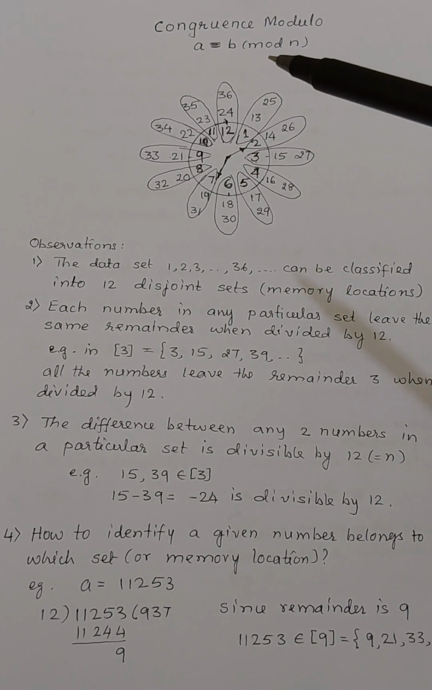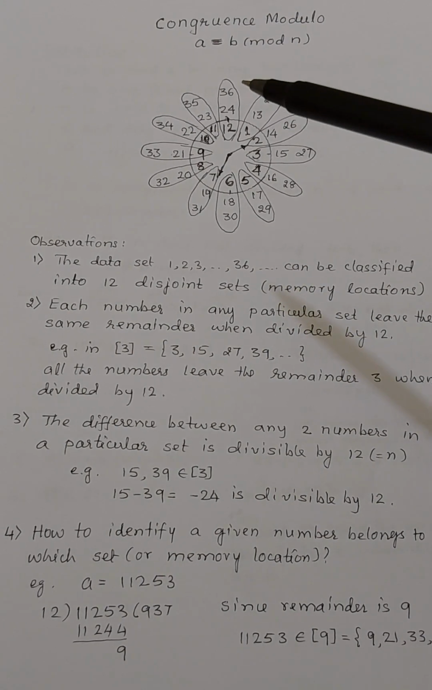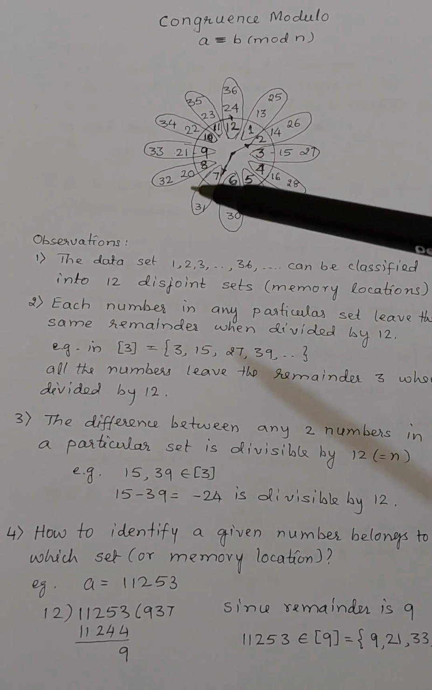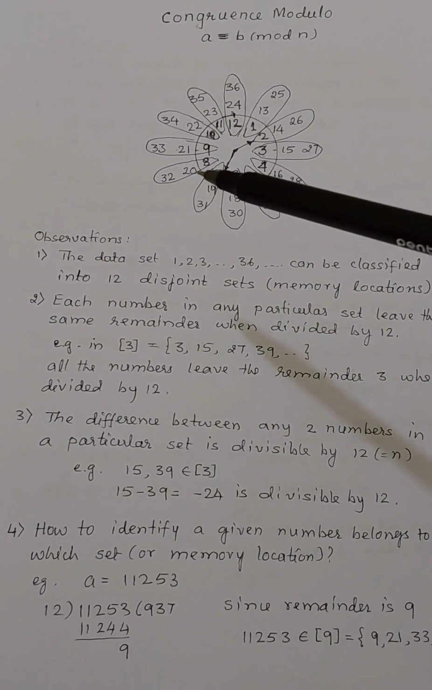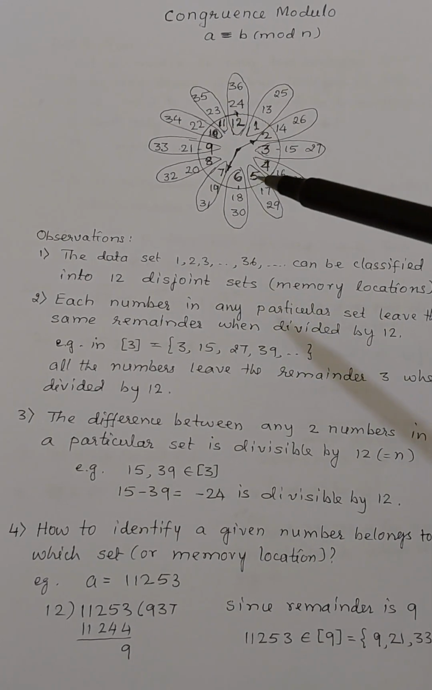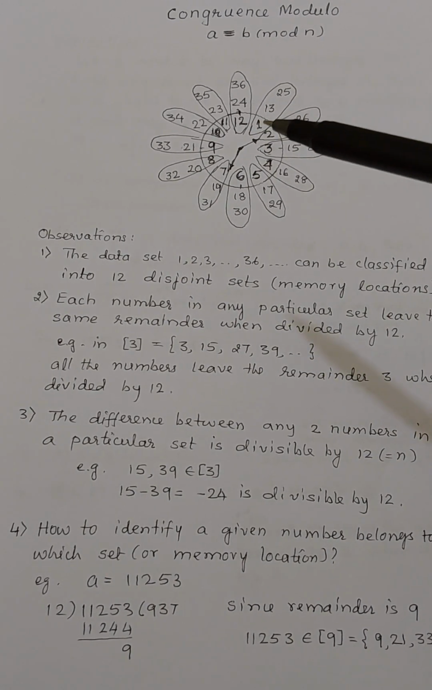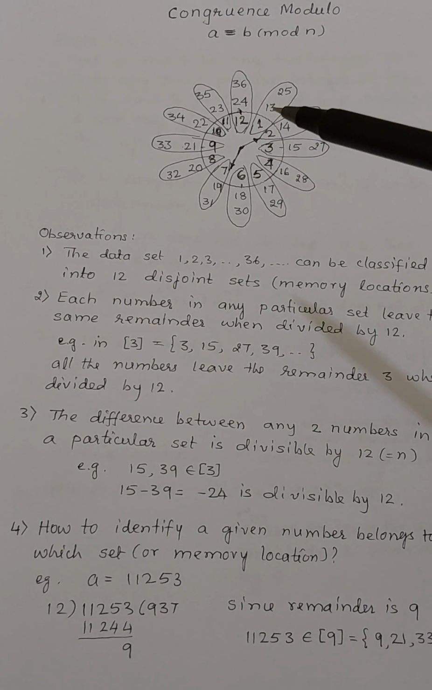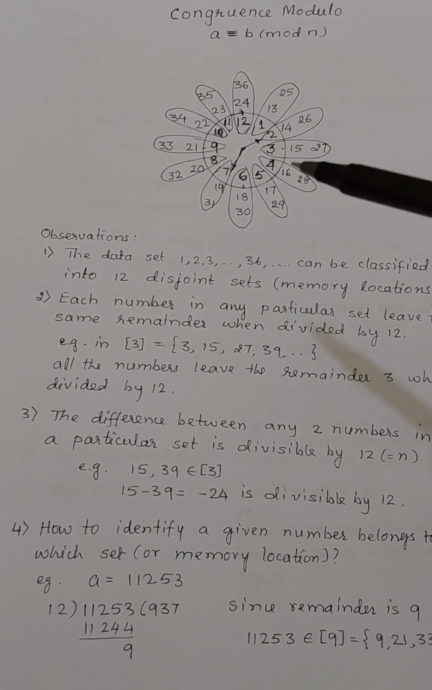Now, before going into the mathematical definition of congruence modulo, let us try to understand this through an example. Consider here a clock where the 12 hours are marked on this. If somebody uses 24-hour format, then 1 p.m. can be represented as 13, 2 p.m. as 14, 3 p.m. as 15, and so on.